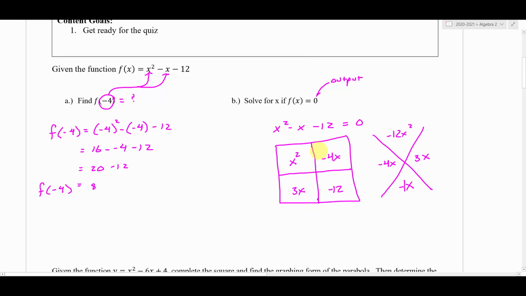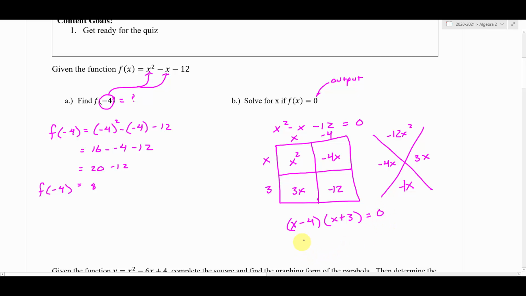There we go. So now I'm going to fill in my outside numbers, right? So we've got x and x, because x times x is x squared. X times 3 gives me 3x, and x times negative 4 will give me the negative 4x. And then I write my factors, right? So now, instead of this equation, I can write this one. I can say x minus 4 times x plus 3 equals 0.